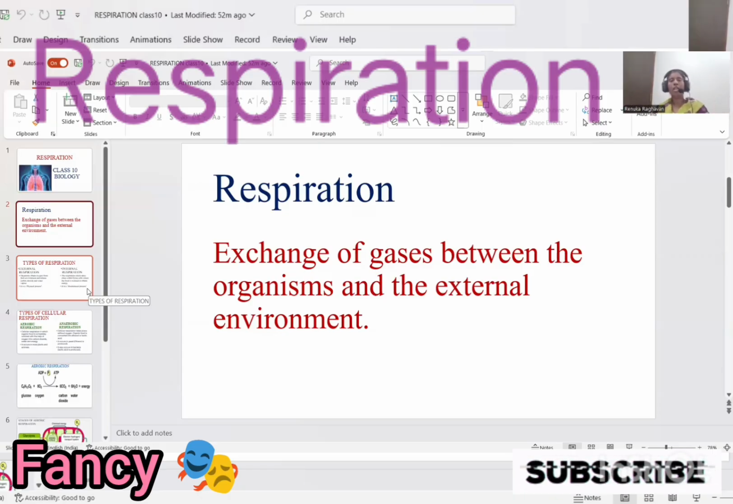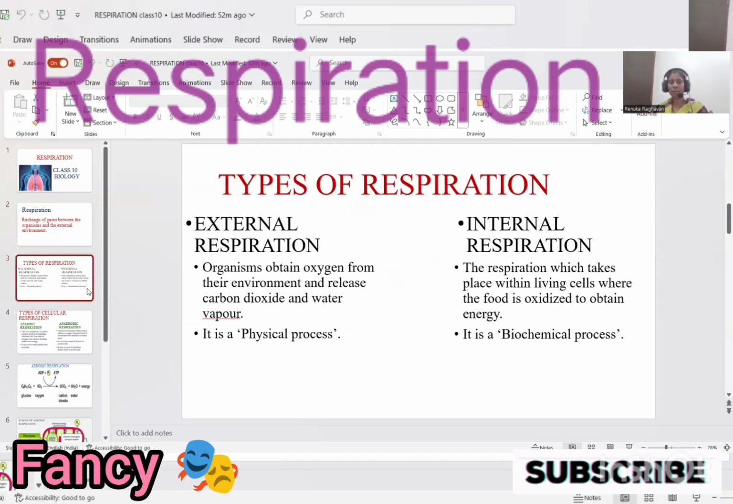Now let me say the difference between the internal and external. Look at this. These are the types of respiration I told you. External respiration is where organisms obtain oxygen from their environment and release carbon dioxide and water vapor. So we breathe in oxygen and give out carbon dioxide. Along with that, some water vapor is also released.